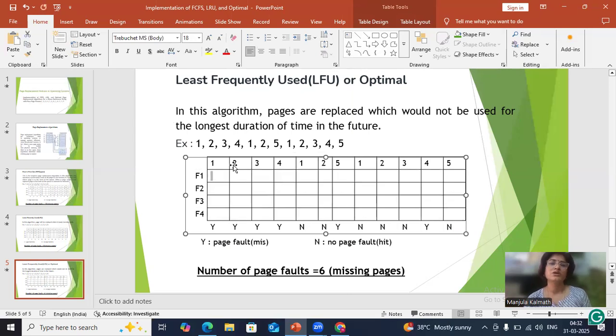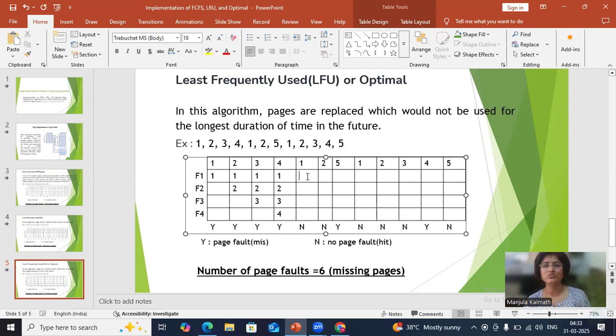Okay. So here we have 4 frames and the given string is taken in the first row. The first frame is empty. It starts the execution with the first page. It will take 1, and then 2. Pages 1 and 2, and then 1, 2 as well as 3 pages it will take. Next, it will take 1, 2, 3 and 4. So now all the frames are filled with different pages.